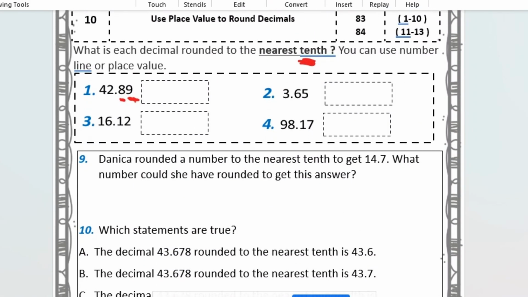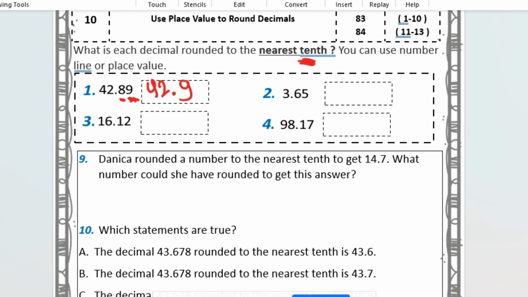Now, the same logic applies. If the number is 5 or more, you add 1. If it's less than 5, you do not add 1. You just put 0 instead of that number. So here we have 9. 9 is bigger than 5, so it becomes 42.90. You can write the 0 and you can delete the 0. It doesn't make much difference, okay? But I would prefer if you delete the 0, so 4.90 or 4.9, okay?